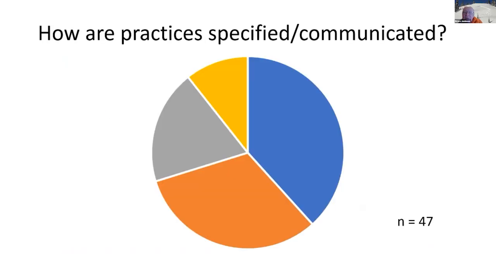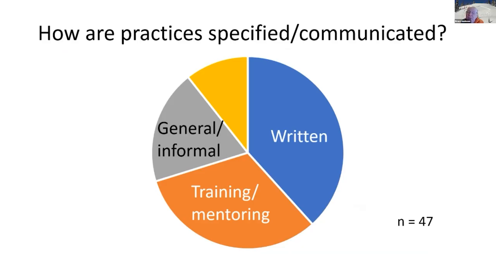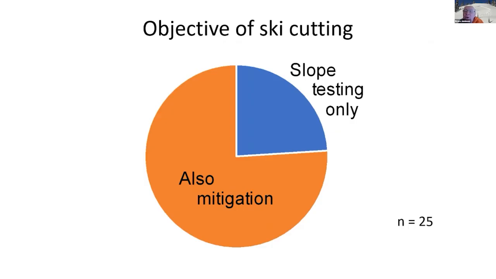So a year ago, we started asking for written procedures, and soon it became clear that some operations had consistent procedures communicated primarily through training and mentoring. Others had more general guidelines for ski cutting, and a few operations reported not communicating practices within their operation. Instead, they relied on the prior experience and certifications of their staff. Of the 25 operations for which we're able to identify the objective of ski cutting, about 25%, shown here in blue, use ski cutting only for slope testing, and about 75%, shown in orange, also use ski cutting for mitigation, that is, for removing unstable snow.